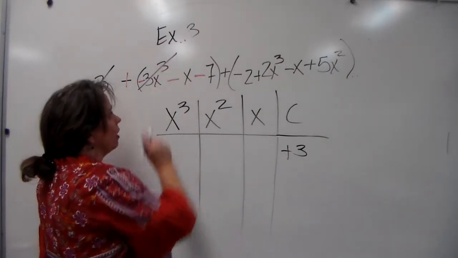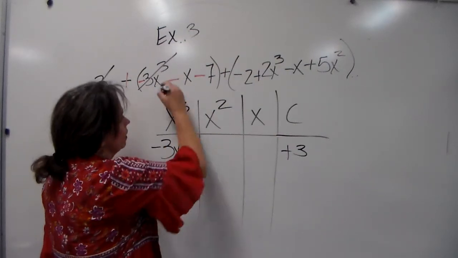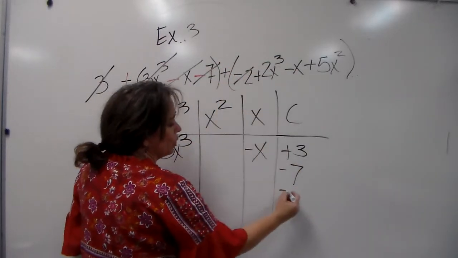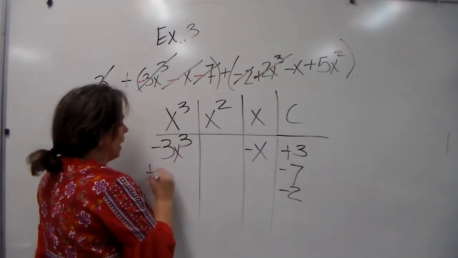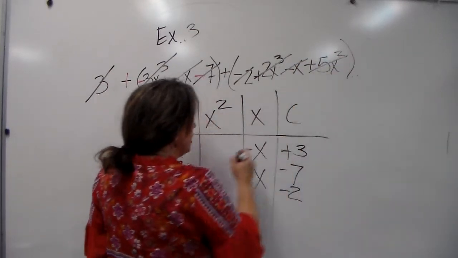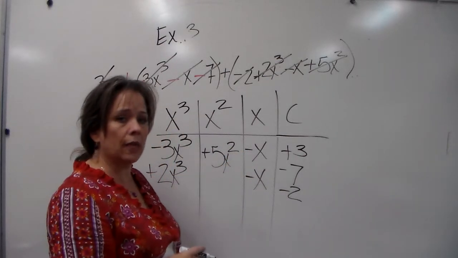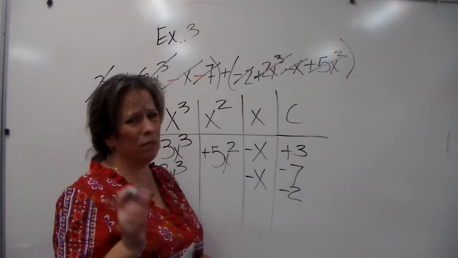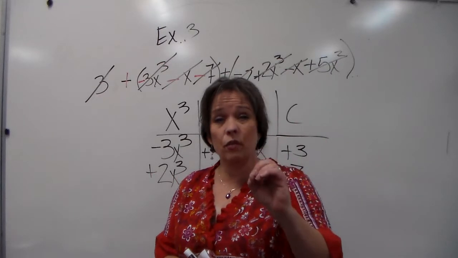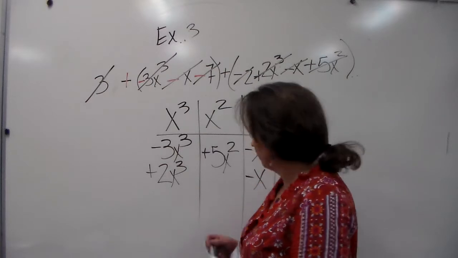Okay, then we're going to put our minus 3x cubed in our x cubed column, minus x, minus 7, minus 2, plus 2x cubed, minus x, and then plus 5x squared. And notice how I lined out all the terms as I sorted them into our columns. That just means I'm really being careful so that I'm not forgetting a term, and I'm really being careful about those signs, right? So the sign to the left is the sign that comes with that term, right?